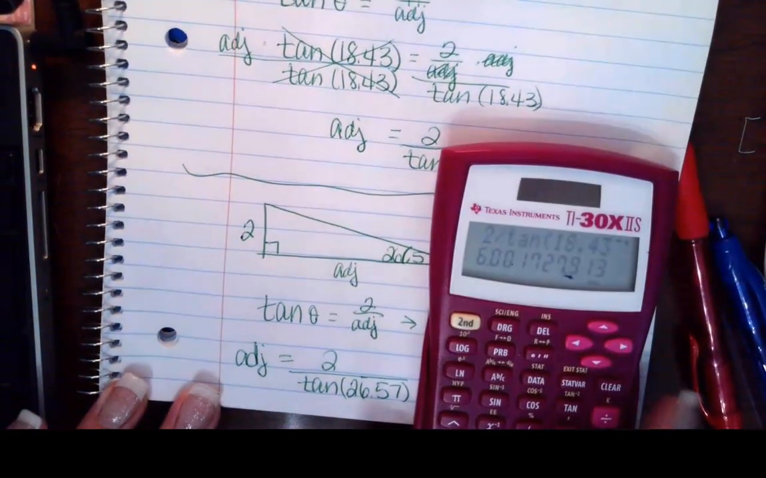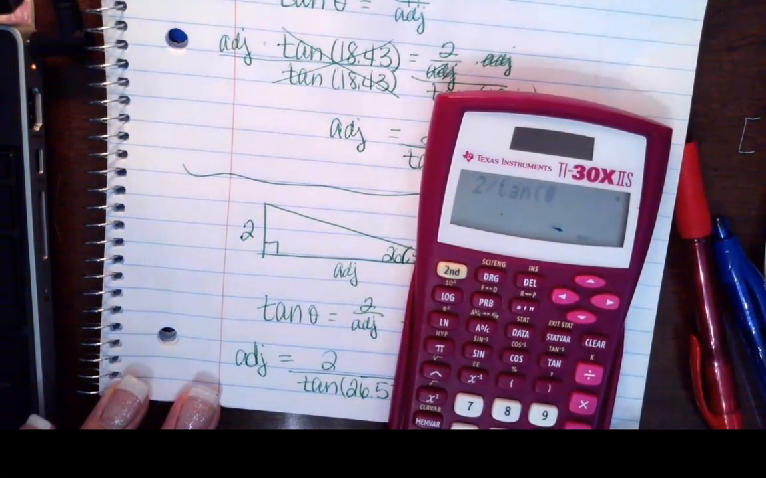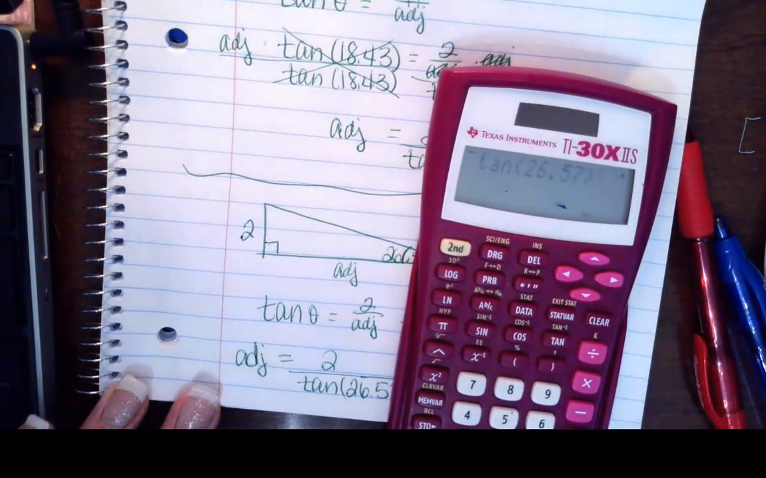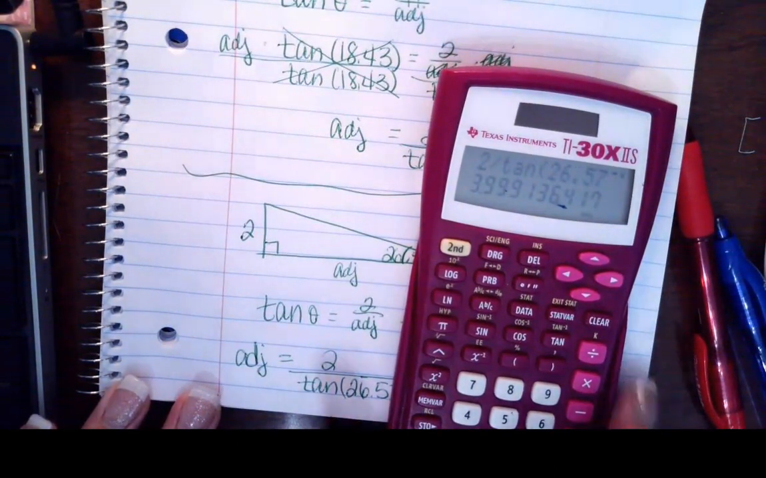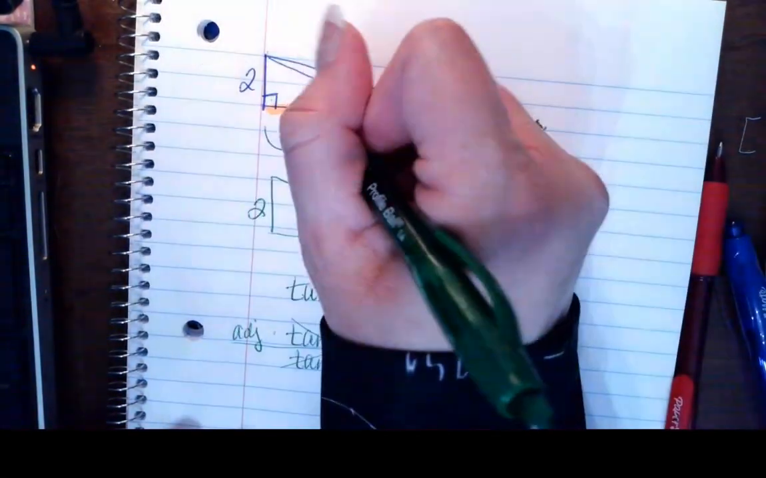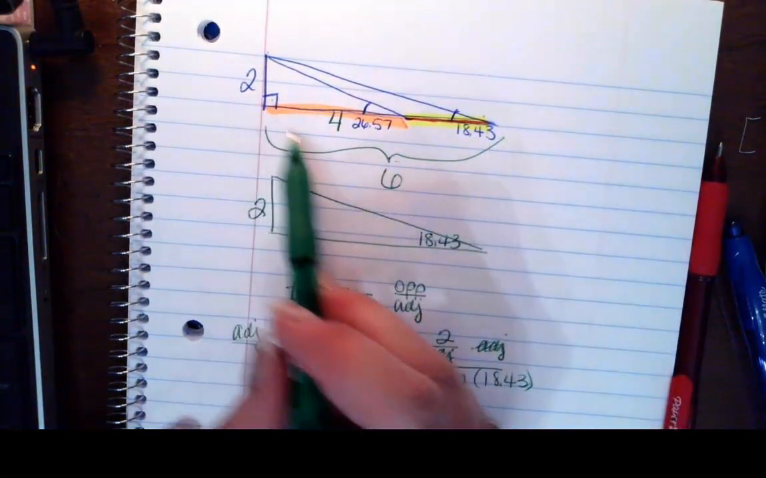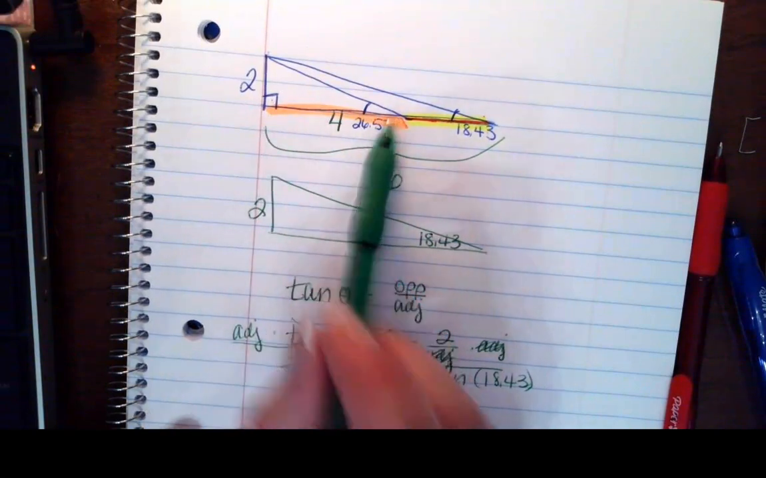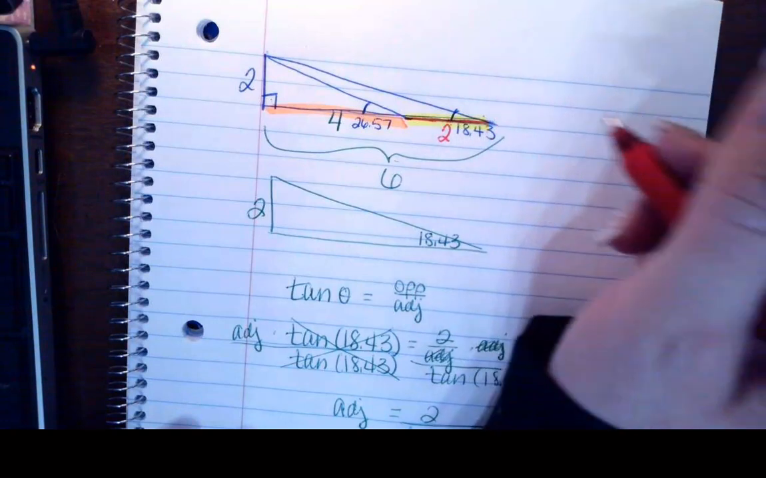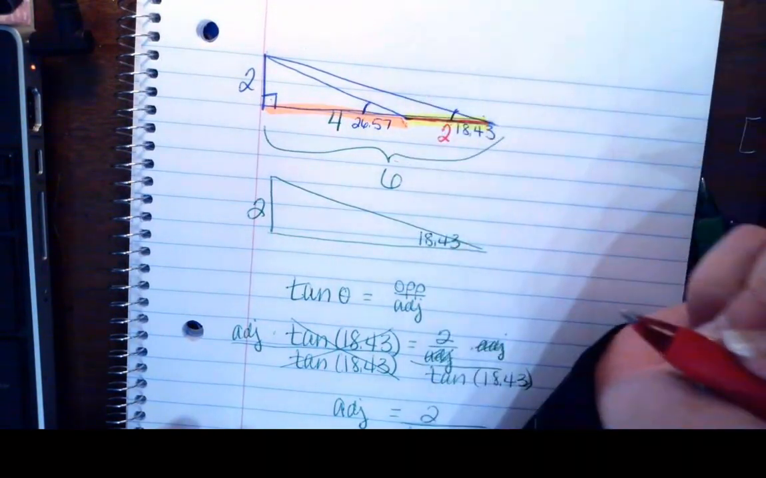So in my calculator, I have 2 divided by the tangent of 26.57, and it's roughly 4. Okay, so this little part right here is 4. So if the big part is 6, and if the little part is 4, that must mean that the yellow part that I'm looking for is 2. So the length of this side right here is 2.